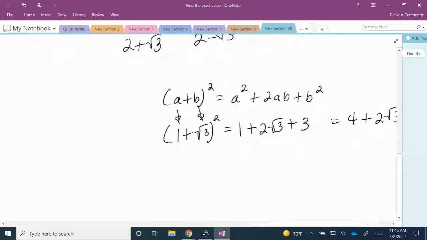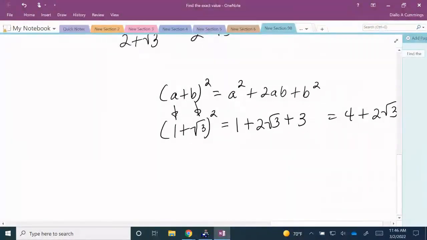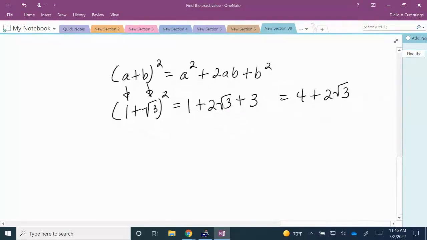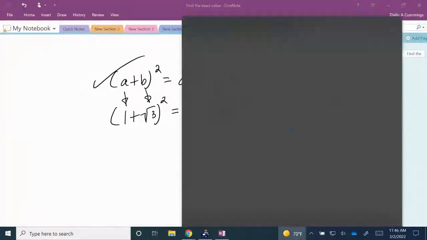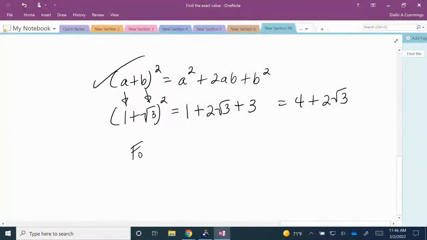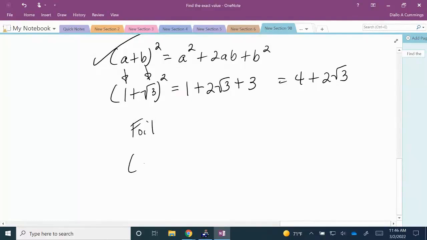I could also FOIL this out. Now, I think the better algebra student would probably do it this way. But I'm just going to FOIL it out just to show you both methods. So this would be using the FOIL method.